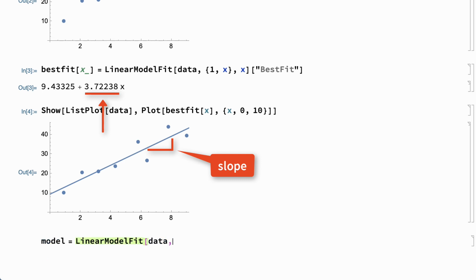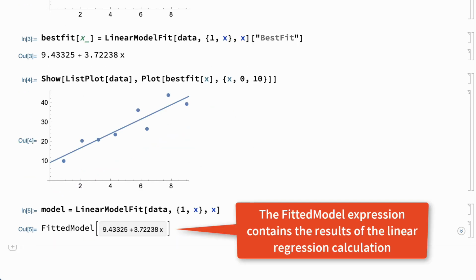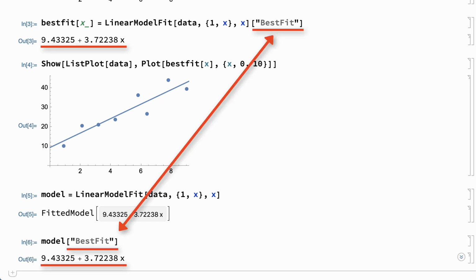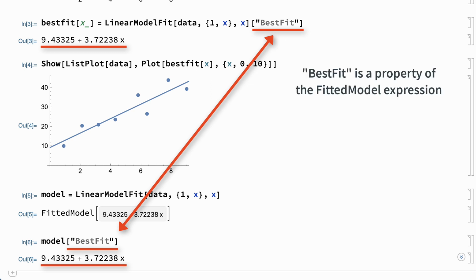The LinearModelFit function by itself returns a FittedModel expression, which is a data structure that contains the output of the linear regression calculation and provides for efficient calculation of other results. One of those results is the formula for the best fit, which is obtained by following the LinearModelFit expression with "BestFit" enclosed in square brackets. The string "BestFit" is referred to as a property of the FittedModel expression.